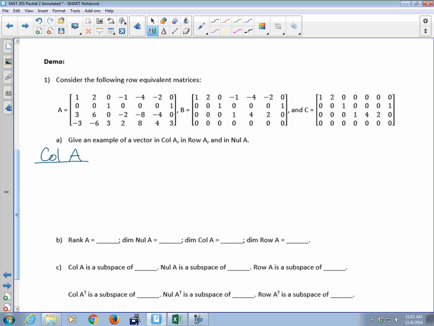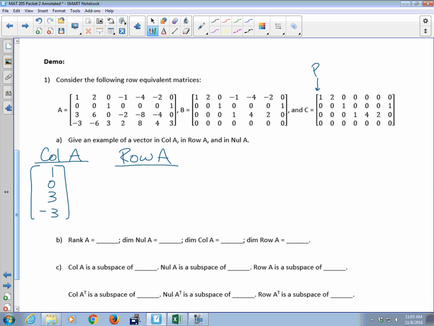Yeah, so this is a pivot, right? So then you take that column from A. That column would be in the basis, which means that it's also in the column space, because the column space is the set of linear combinations of all the vectors in the basis. So I can put 1, 0, 3, -3 there. There's a vector in my column space. My row space.